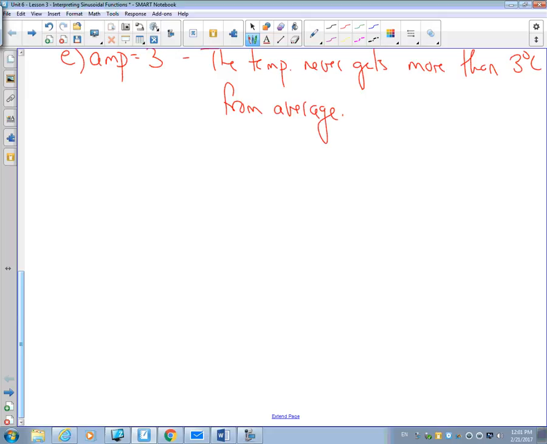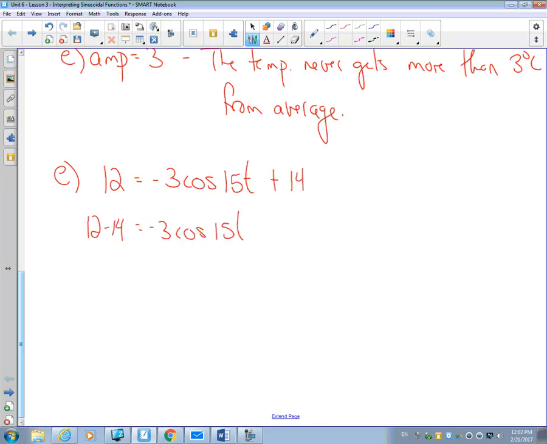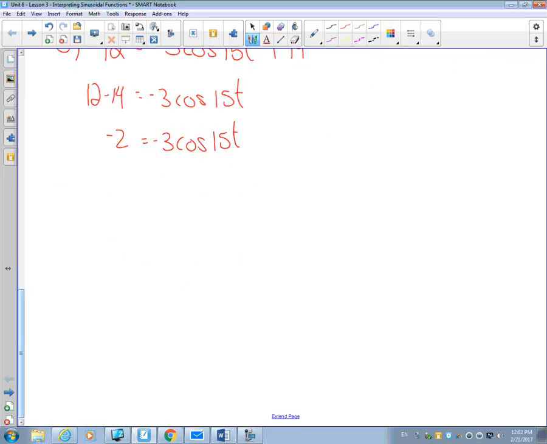And then the last part, when do we first reach a temperature of 12? So now we've got a problem to solve. We want to know when the temperature comes out to 12. And here's our equation. So we need to solve it. We can do that like we solve any other equation with a variable. And we're going to isolate that variable. So we get -2 equals -3 cos 15t. Divide both sides by -3. So on the left side here we get 2/3 equals cos of 15t.